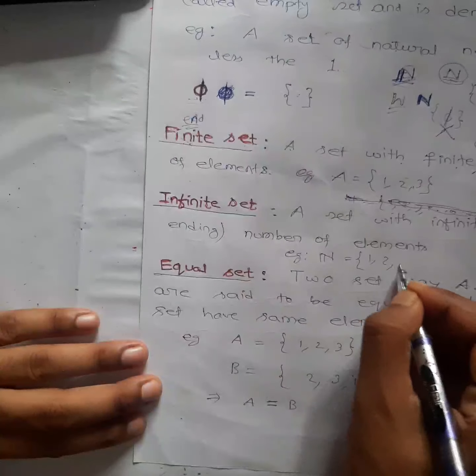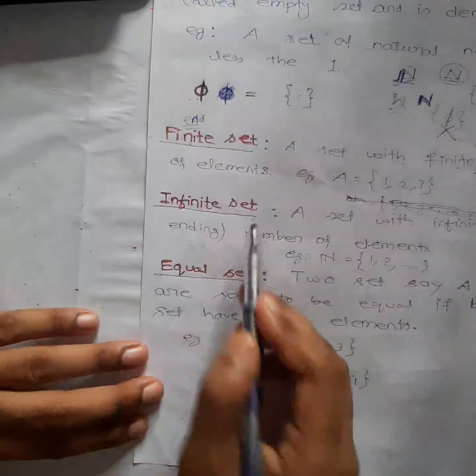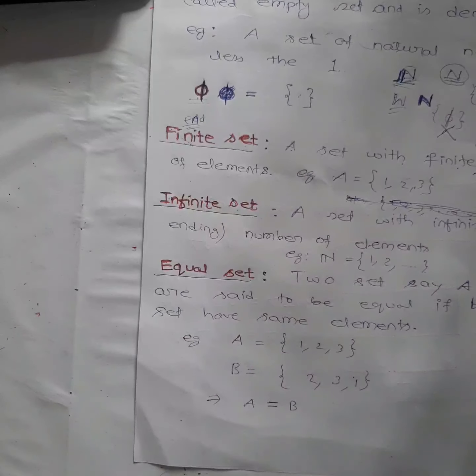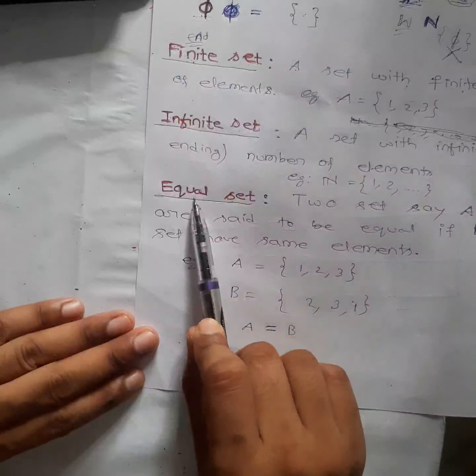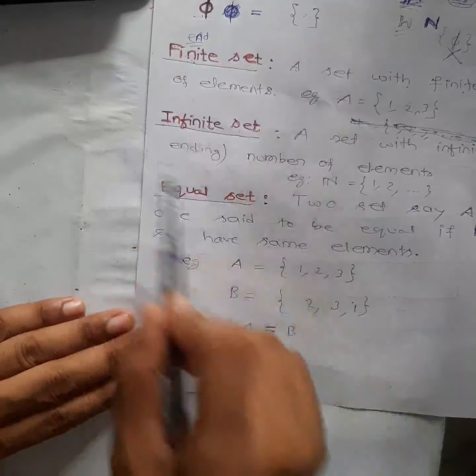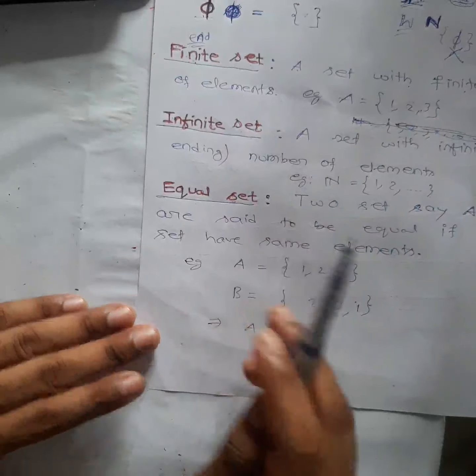For example, the set of natural numbers that never ends is called an infinite set. Okay, next is equal set. By the word itself you can understand equal set, and I will discuss this one. Equal set means what? Two sets equal.